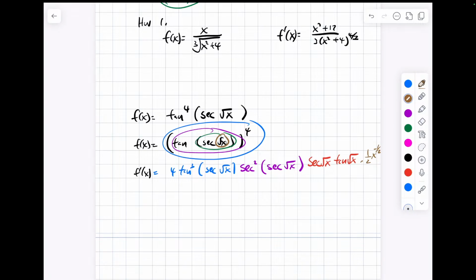Ken, that one goes this way though. Ken, that one goes this way.